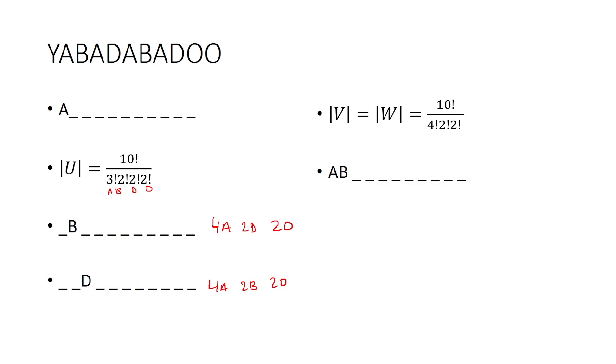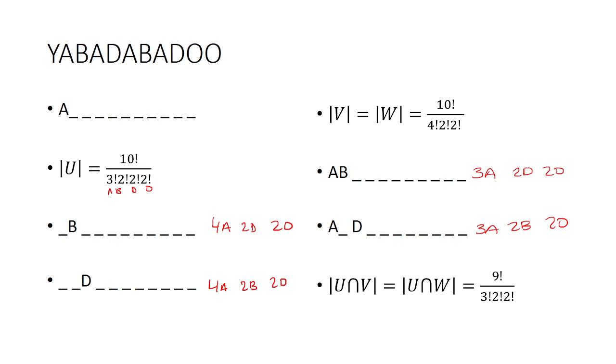Similarly for U intersect V and U intersect W, it's going to be the same case because here you have 3 A's, 2 D's, 2 O's, and this is 3 A's, 2 B's, and 2 O's. So by the same reasoning, you have 9 letters to choose from, 3 factorial, 2 factorial, and 2 factorial.